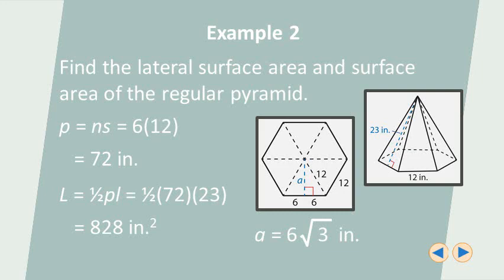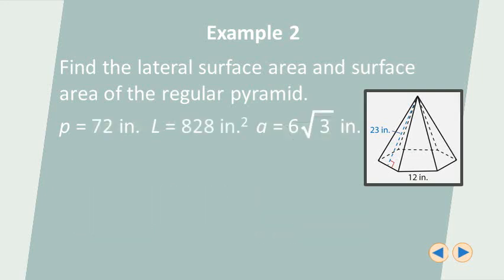So that's how they automatically know that if the hypotenuse is 12, the one leg is 6, then it's got to be 6 times the square root of 3. So the perimeter is 72. The lateral surface is 828. And then the apothem is 6 times the square root of 3.